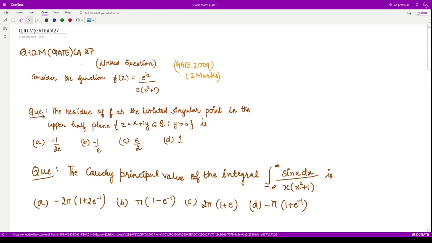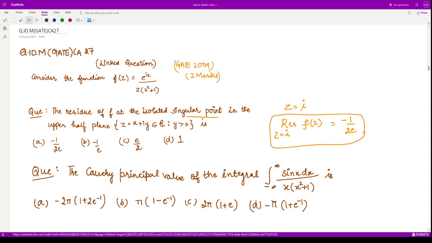So the first part of this linked question has been done in the previous video. So what was its answer? We evaluated the residue of the function f at the isolated singular point. The isolated singular point was z equal to iota, which was present in the upper half plane. So the residue of this function f of z evaluated at the point z equal to iota was minus 1 upon 2e. This was from the previous video.